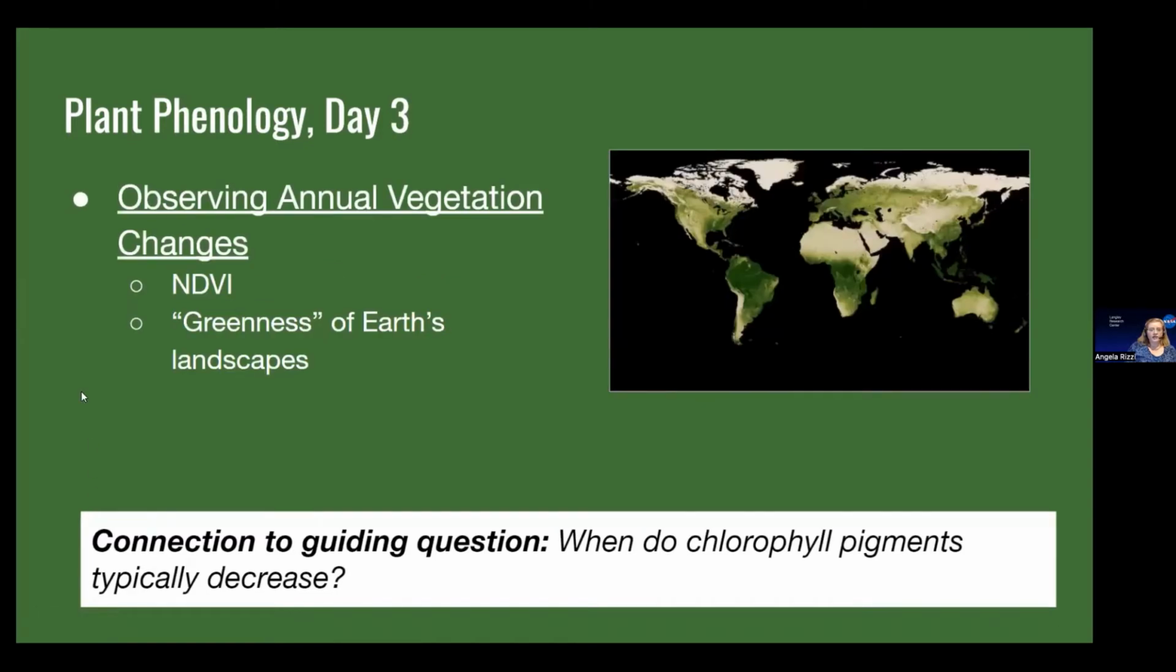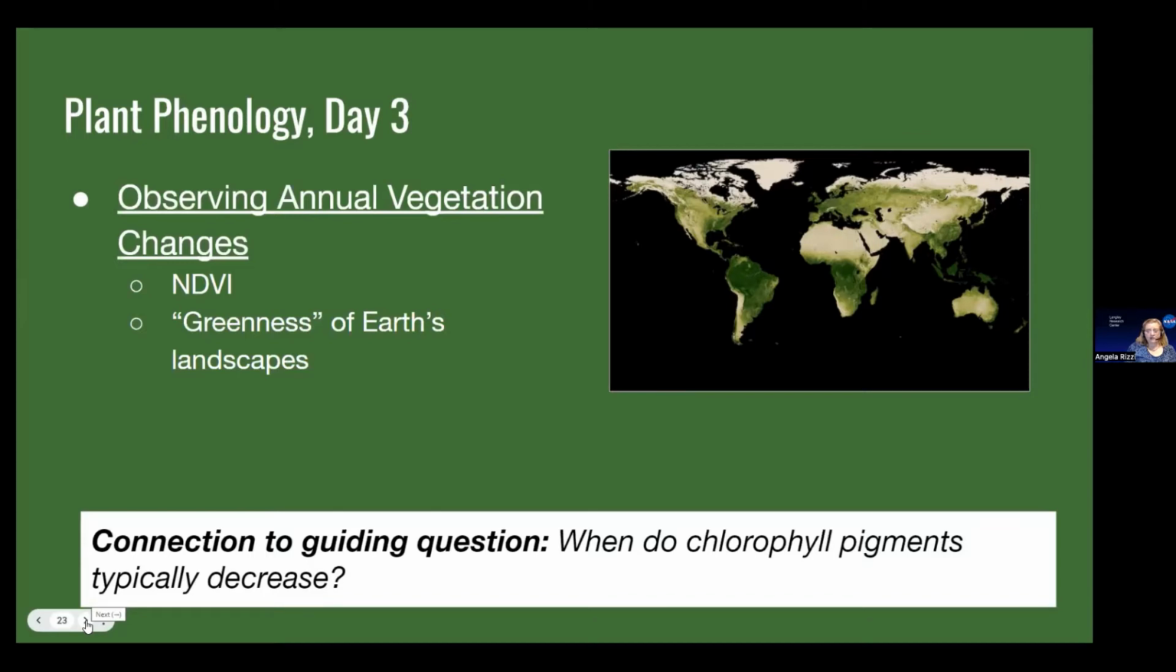The third day, we're going to look at annual vegetation changes. And this is a MyNASA data activity, and it is a series of images that the students can evaluate, and it's for normalized difference vegetation index, which is basically a measurement of the greenness of Earth, which relates back to that chlorophyll. And then you'll see, when do the chlorophyll pigments typically decrease.